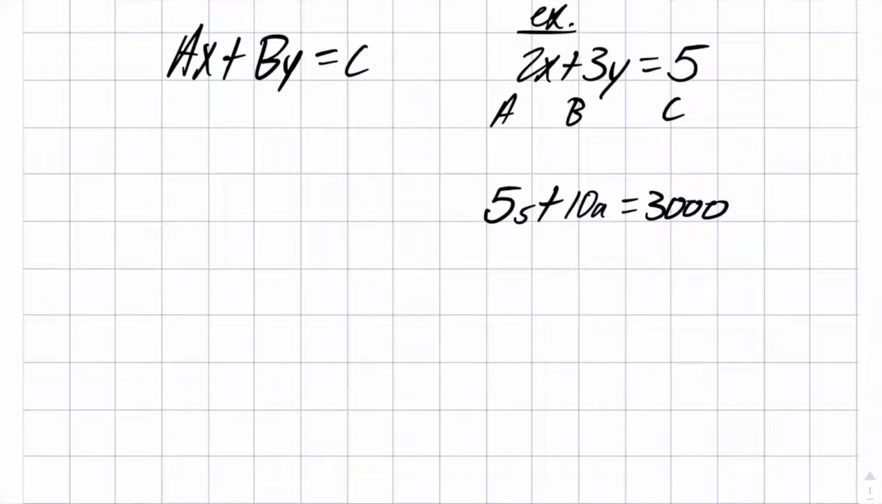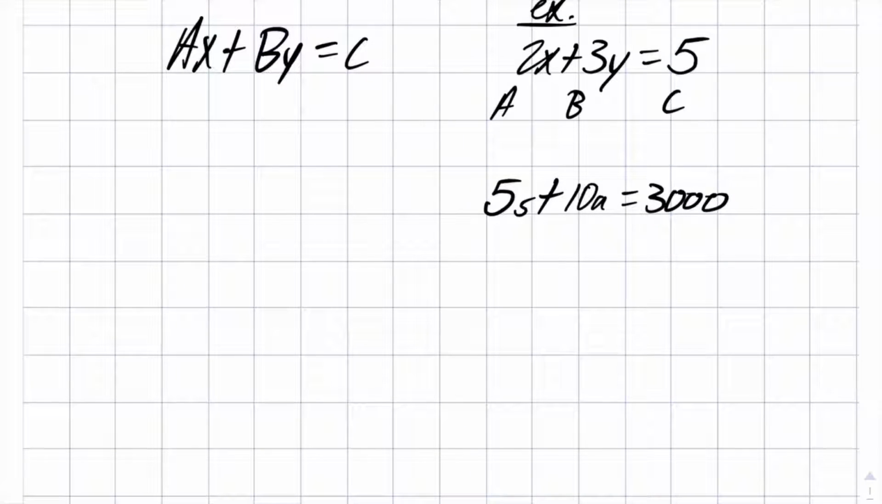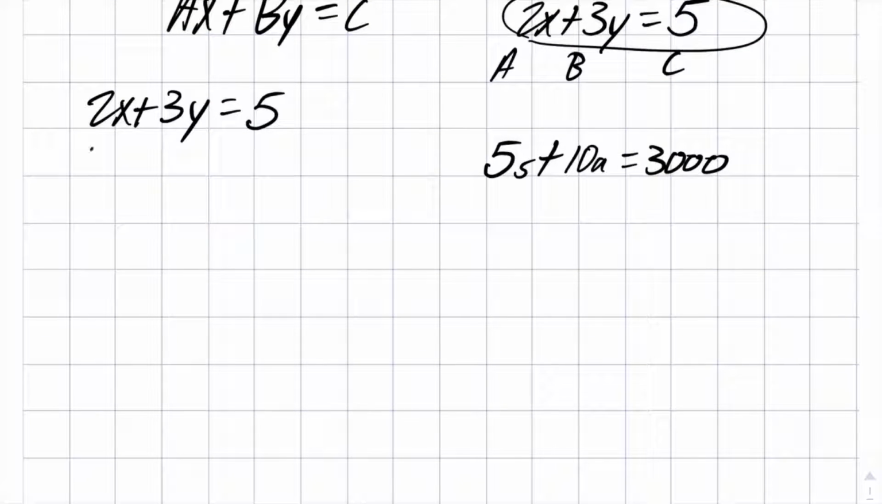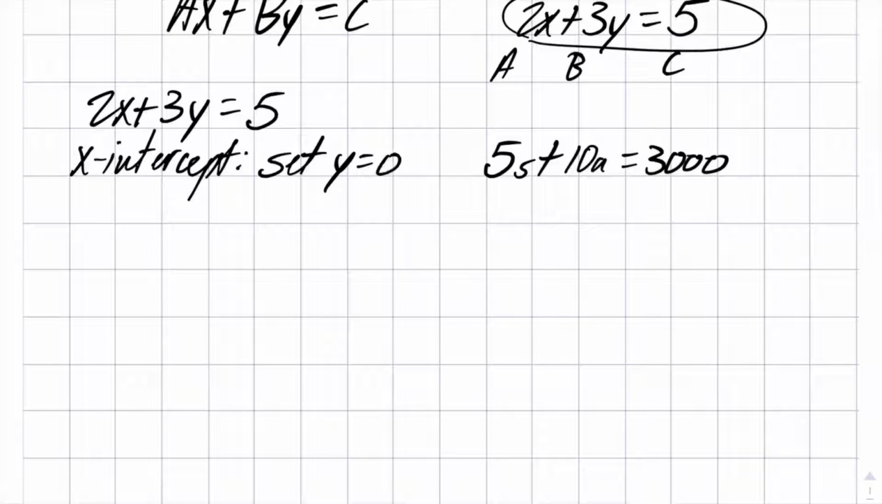Okay? Now, from this, how do we find the x and y intercepts? First we got to ask ourselves, what is an x-intercept and what is a y-intercept? The x-intercept is where it crosses the x-axis. So, in order to do that, we set y equal to 0. So, let's just pick an example. Let's do this one here. And what we do to find the x-intercept, set y equal to 0.